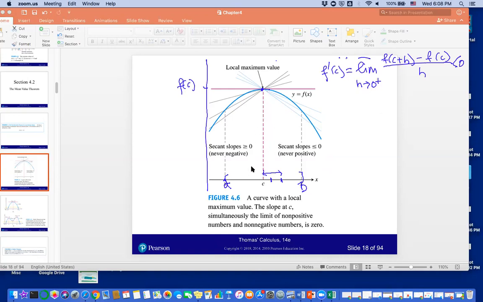Now, very quickly, I'm going to try to go the other way. Now h is going to be, I'm going to change the color and use magenta. Now h is going to be negative, and I'm going to use h like this. So this distance, from here to here, h is negative. So this is C plus h, but it's to the left of C. Can somebody draw a secant line for me that corresponds to this difference quotient?